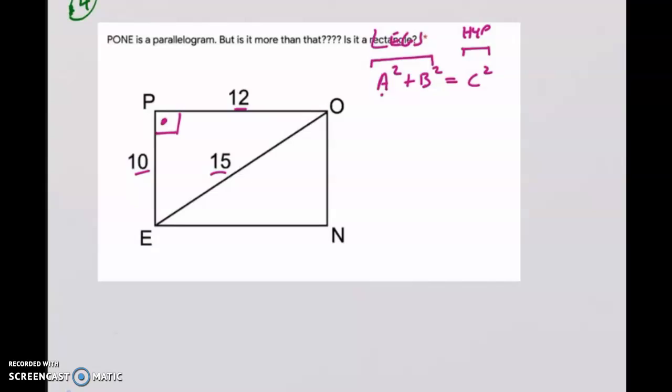If you get the hypotenuse to be bigger, so if C squared is bigger, A squared plus B squared is less than C squared. Now the hypotenuse is growing, making an obtuse triangle.